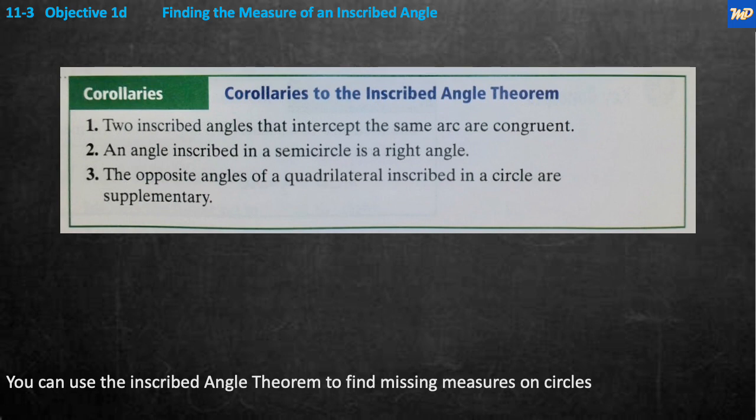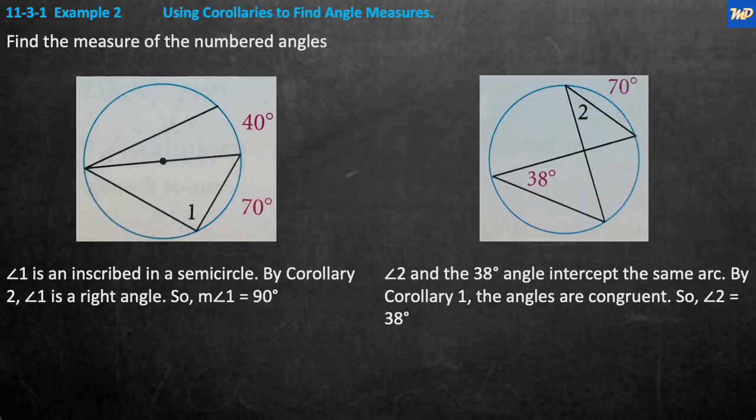And opposite angles of a quadrilateral inscribed in a circle are supplementary. So a quadrilateral has 360 degrees. Making them supplementary would be 180. So angles across from each other are going to be 180 degrees if you sum them up, right? Okay. So let's take a look at this. You can use the Inscribed Angle Theorem to find missing measures on angles. So let's see what we come up with.